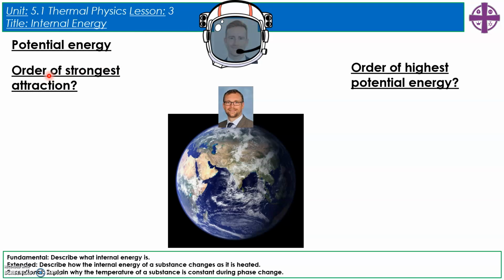So who's got the strongest attraction? What's the order of strongest attraction? Well, Mr. Miles is closer to the Earth, so he's going to have a stronger gravitational attraction to the Earth. I'm very far away, so gravity is going to be weaker over here, so I've got less attraction to the Earth.